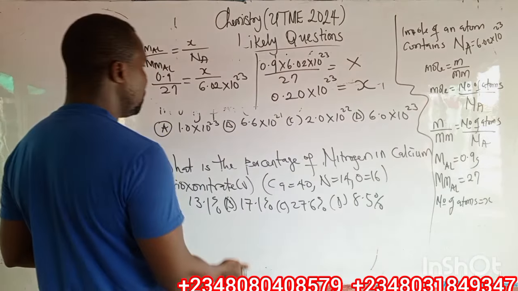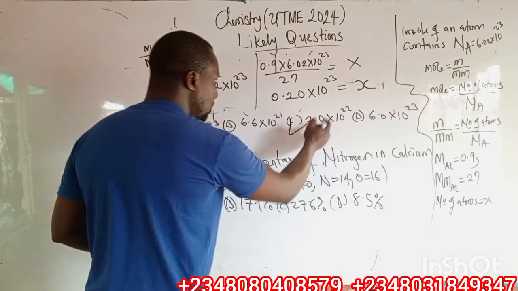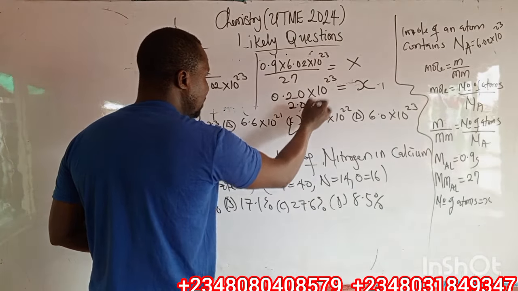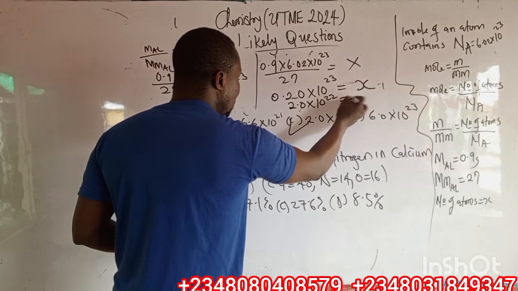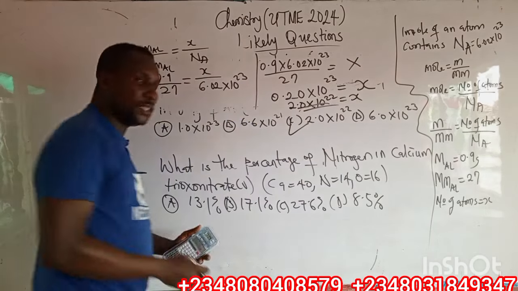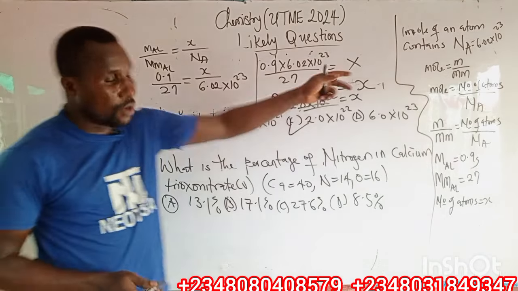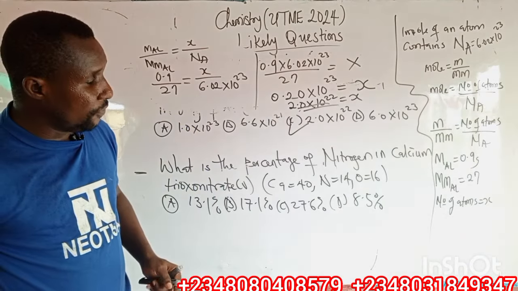Then which one is the answer? We have option C. That means converting this, we take 2.0 times 10 raised to the power 22. That is X. The answer is C. Take note of that. Let's move further. Please just take note of the formula.